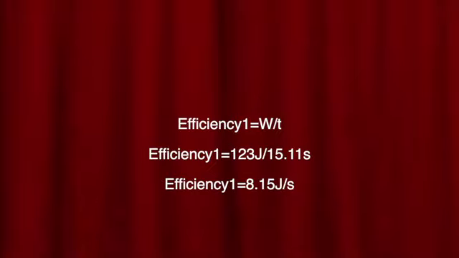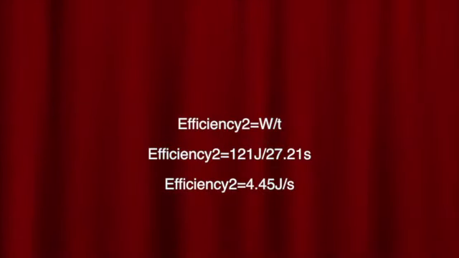Let's calculate the energy efficiency for the elevator first. We will start with how much energy is used to go up one floor. The work, 123 joules, divided by the time, 15.1 seconds, gives us an overall value of 8.15 joules per second. And for our experiment for going up two floors, we will use 121 joules divided by 27.21 seconds to get a final value of 4.45 joules per second.